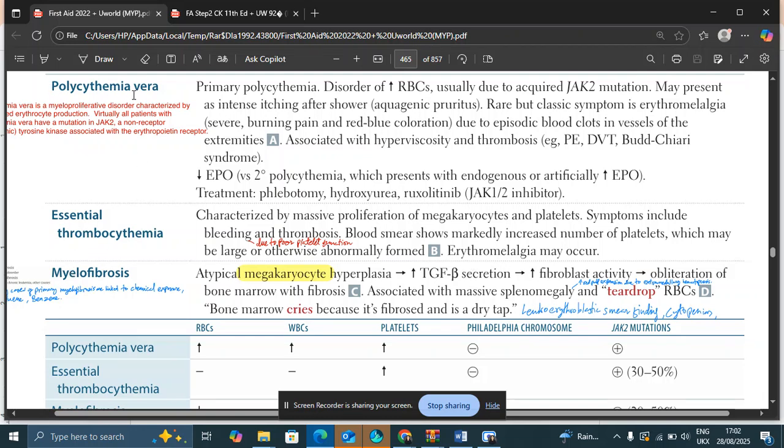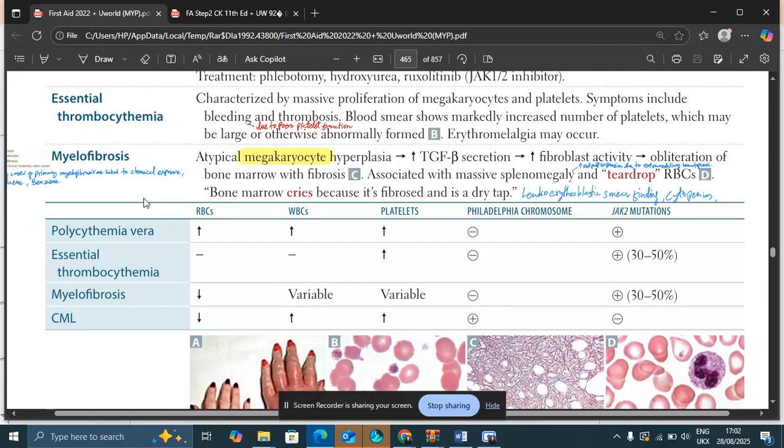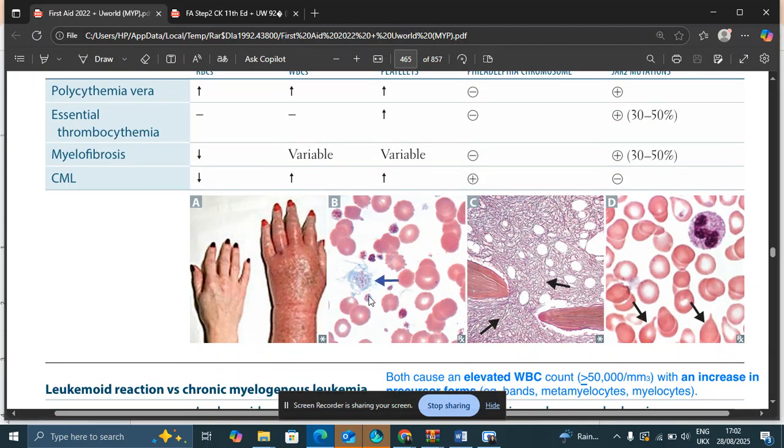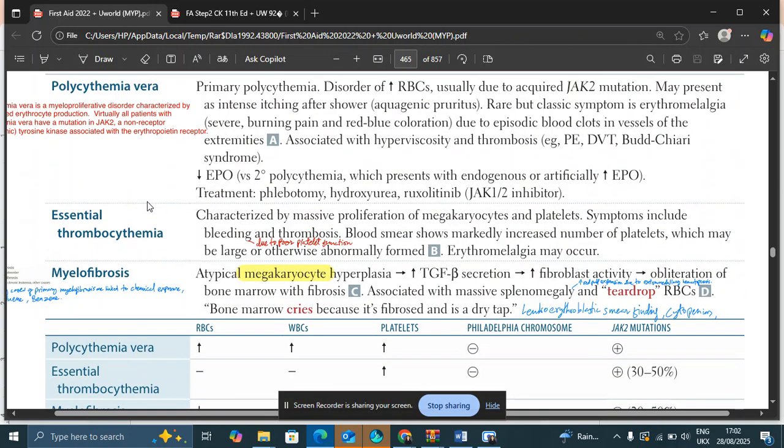Erythromelalgia occurs in polycythemia vera, and can also happen in essential thrombocythemia. So look at this image B. These are big, abnormally shaped platelets we see in essential thrombocythemia.